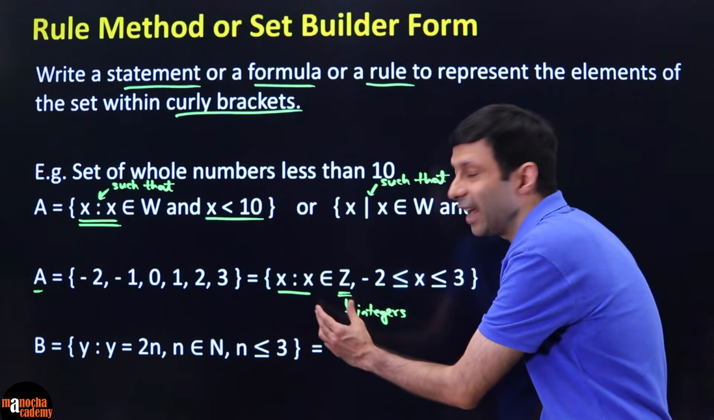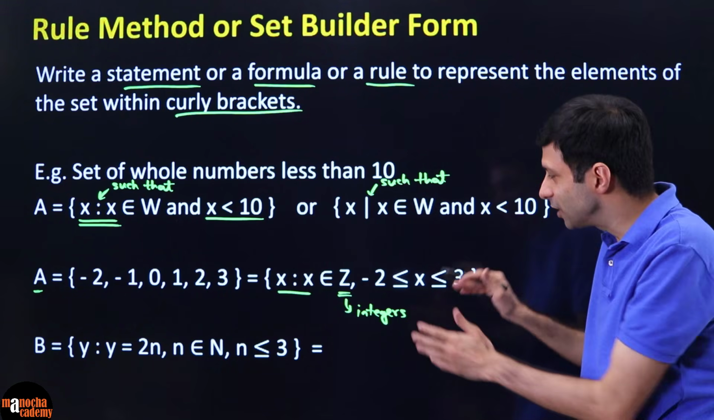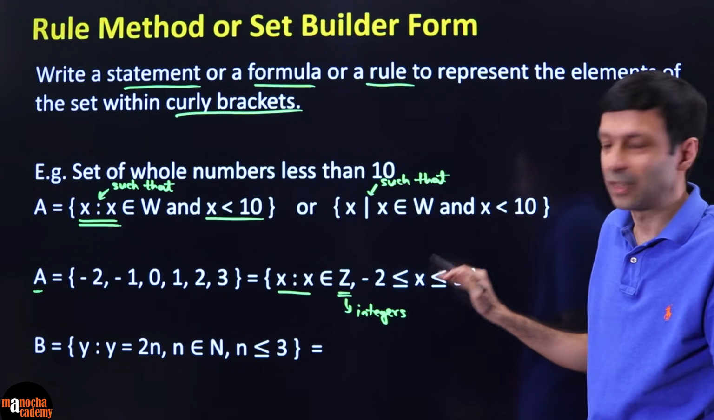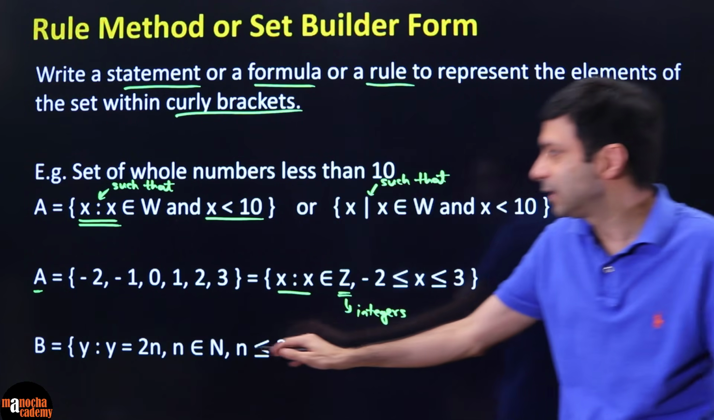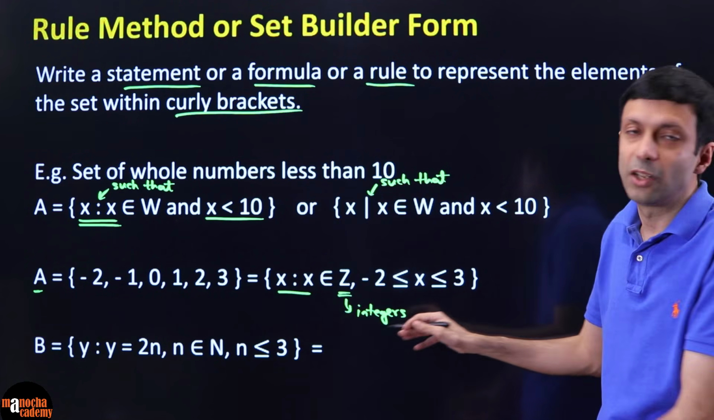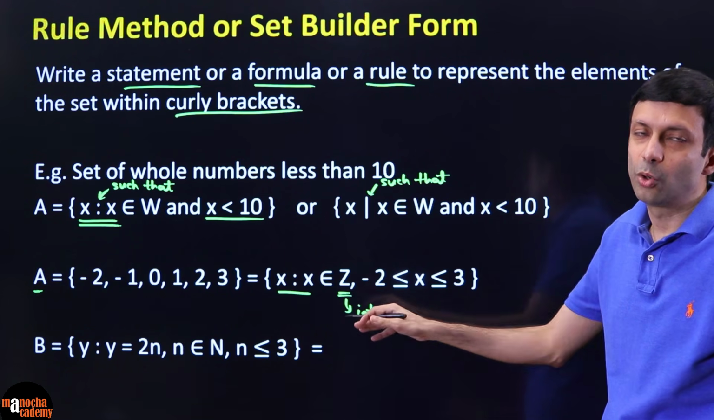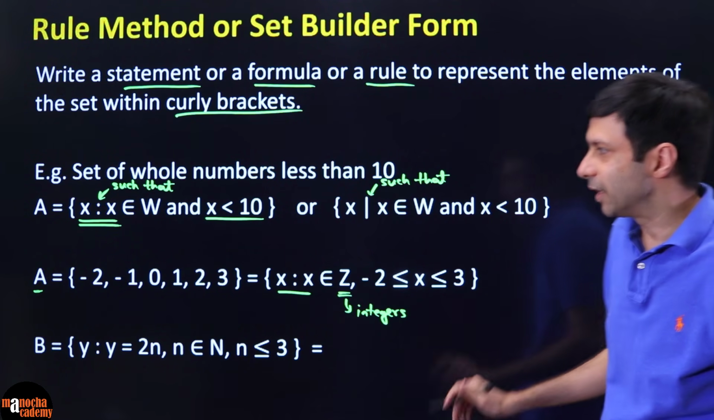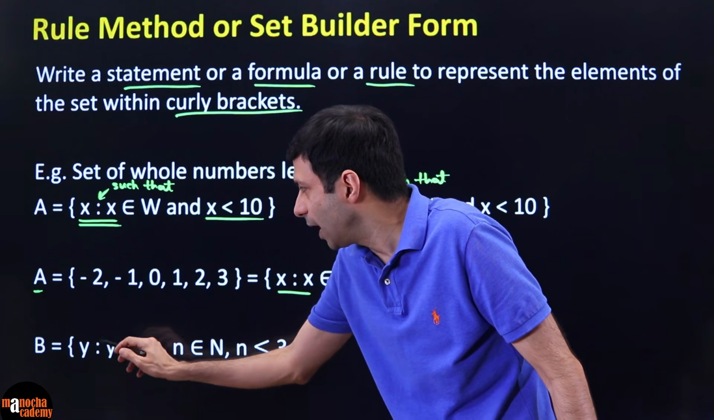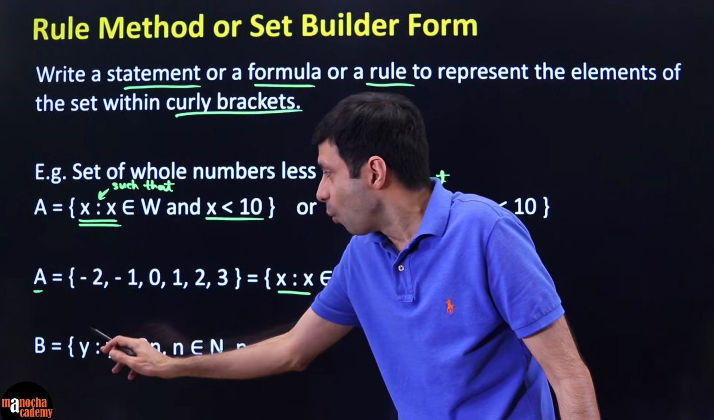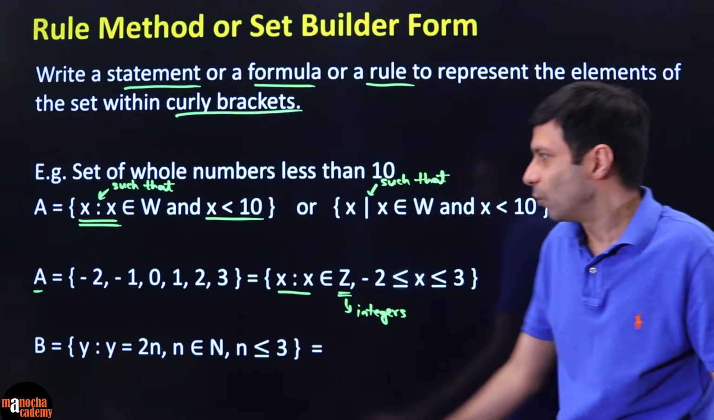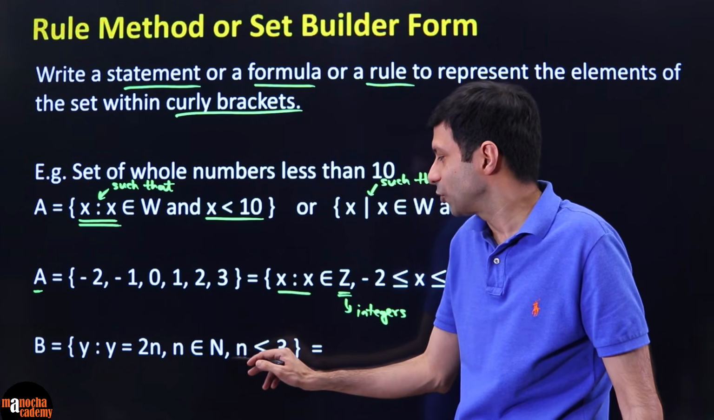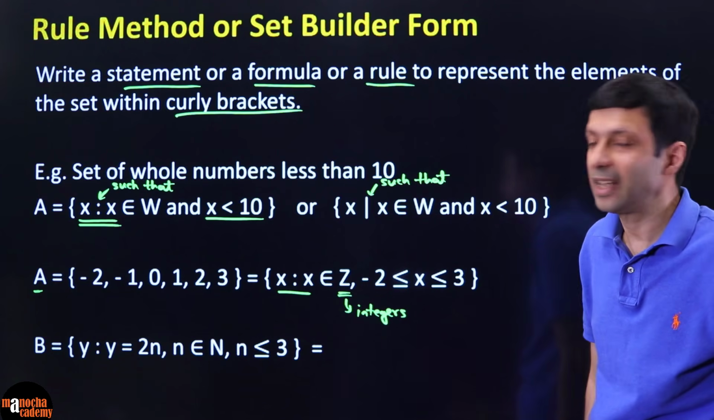Here the rule is x belongs to integers and this is the range of x. Clear? Similarly, if you look at this example, here we have been given the set builder form. Let's say I have to write the roster method, I want to write down what are the elements in the set. So if I write B equals {y : y = 2n, where n belongs to natural numbers and n is less than or equal to 3}.